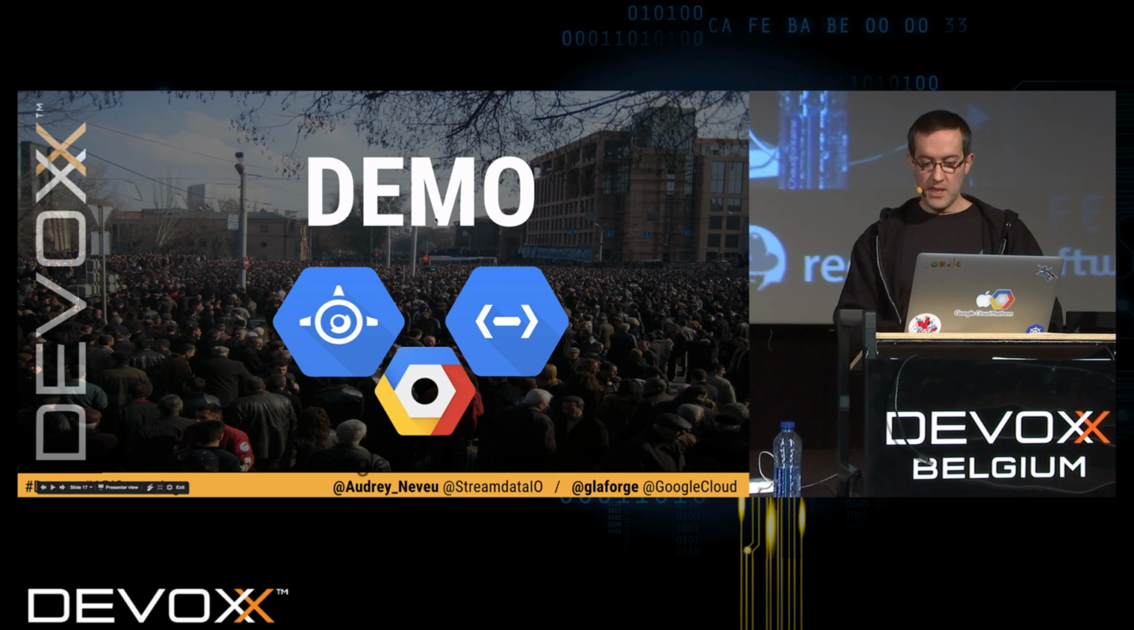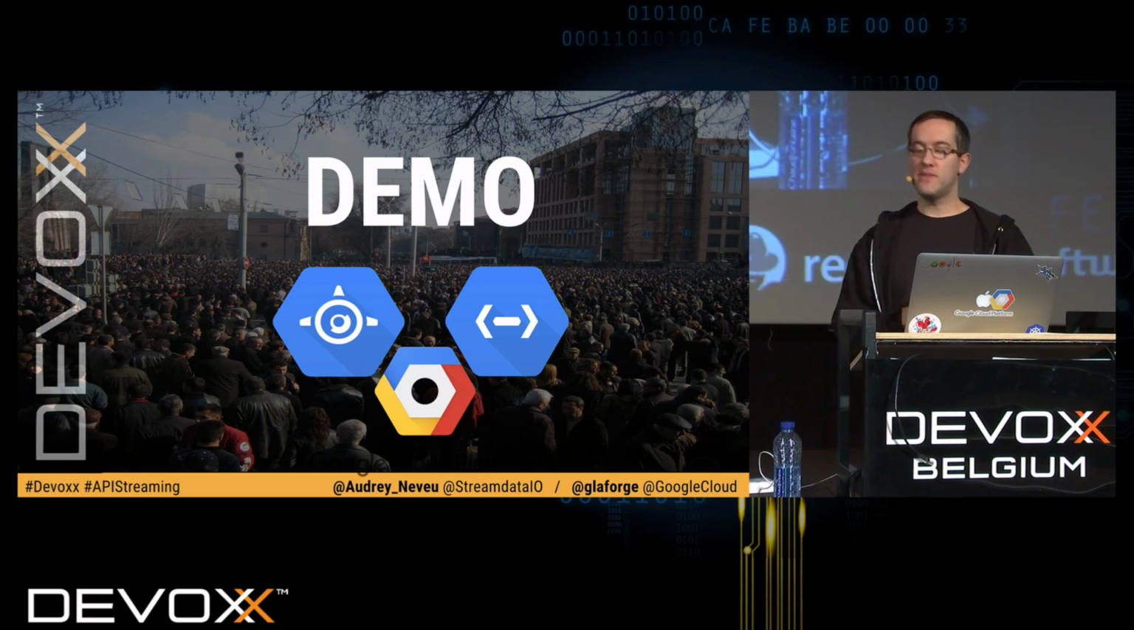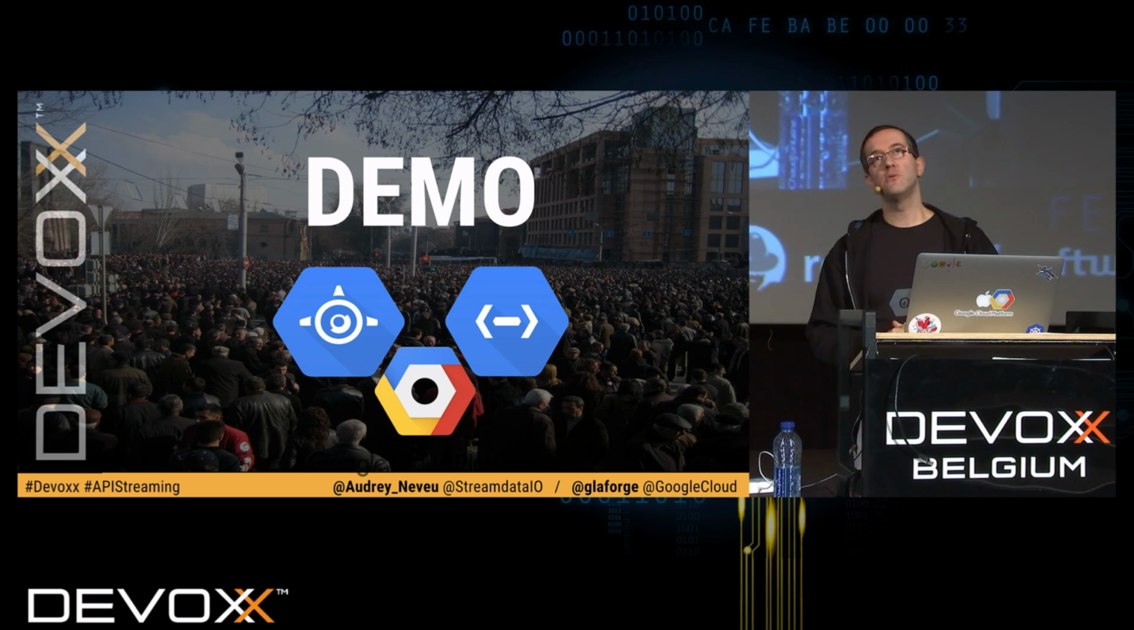So let's have a look at the demo. Here we are at Devoxx, and Devoxx provides an API. We were inspired by this API, and we reused the content of the API for our demo. It's an API that's going to allow you to look up the schedule, the speakers, the talks, etc.